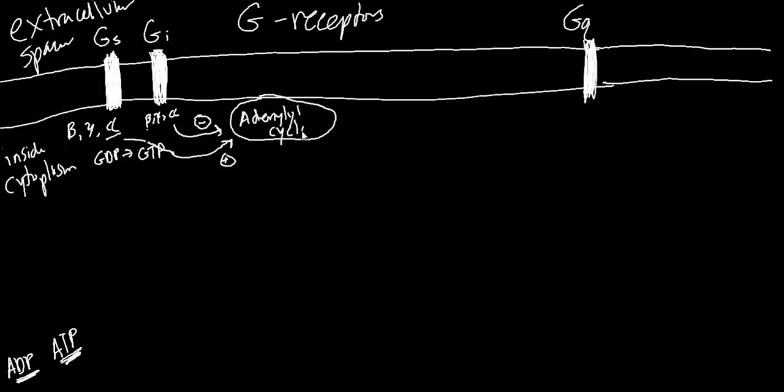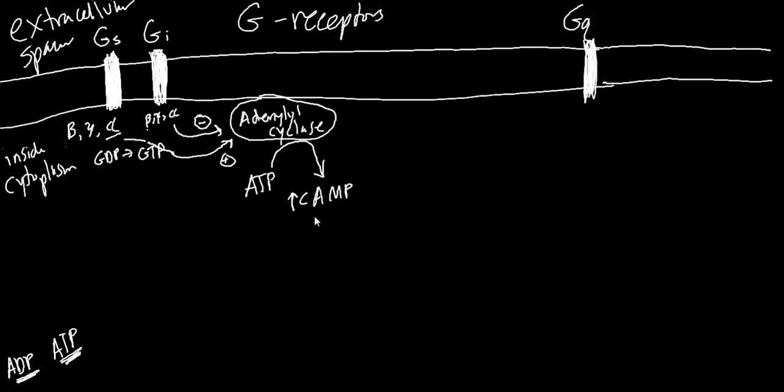It's going to be adenylyl cyclase. Adenylyl cyclase. It's going to be an enzyme. And what this is going to do is it's going to take ATP, adenosine triphosphate, and convert it into cyclic AMP. Cyclic AMP. We're going to go camping. Adenylate cyclase is going to go camping. We're going to increase our cyclic AMP levels.